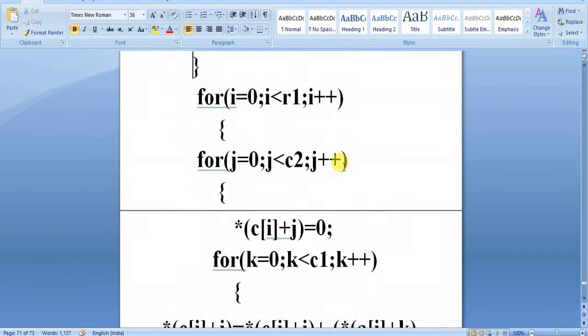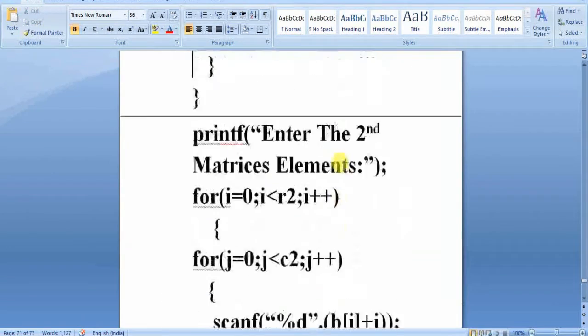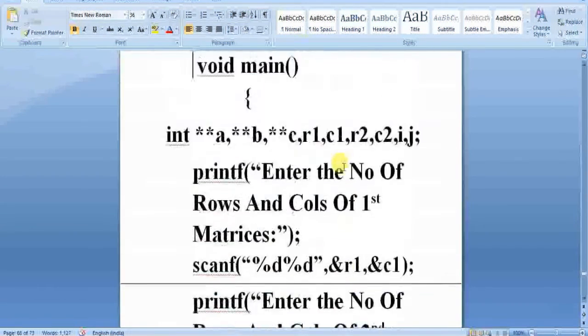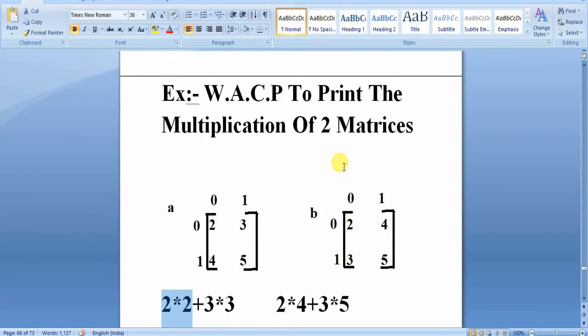So let's observe this one, when i is 0, j is 0 and k is 0. What is happening? C of 0 0 is equivalent to C of 0 0 plus A of 0 0 times B of 0 0. What is A of 0 0? A of 0 0 is 2 and B of 0 0 is 2, so 2 into 2, nothing but 4.